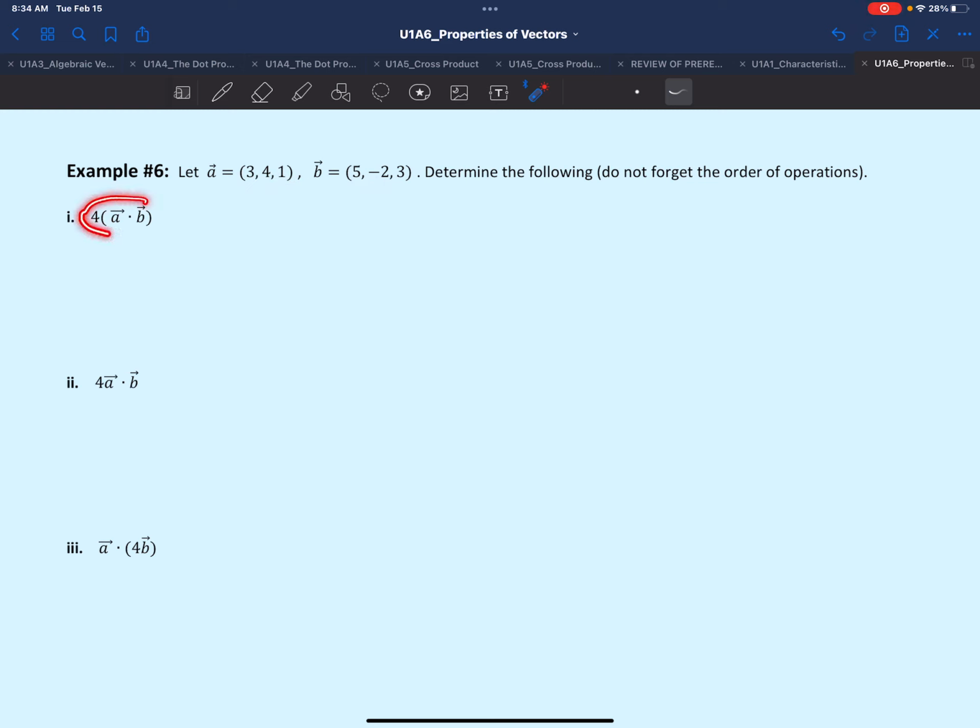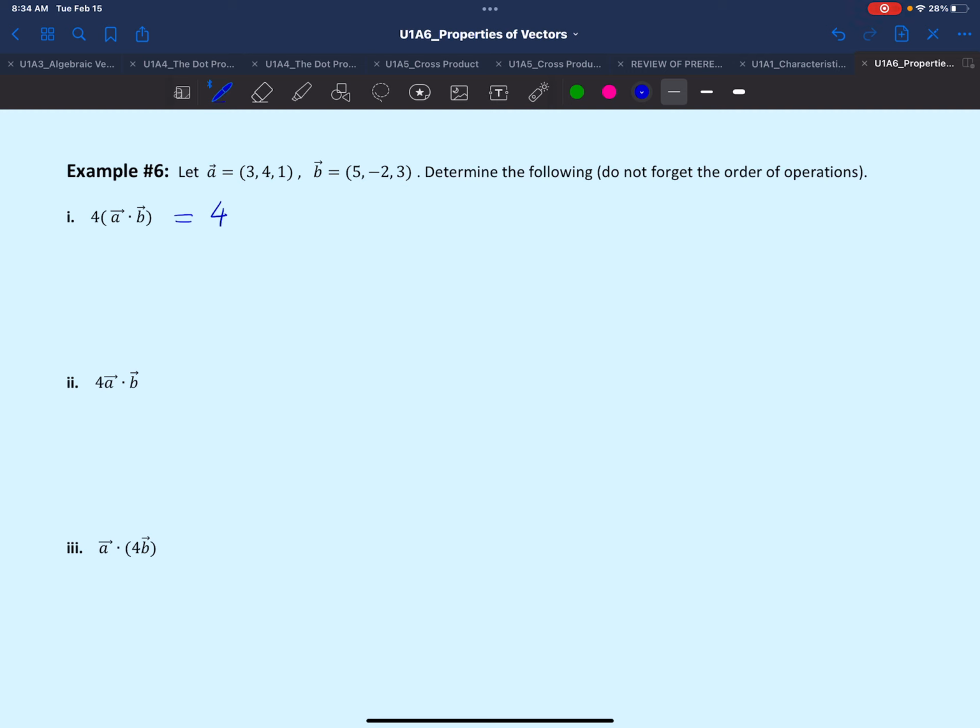So 4 multiplied by A dot B, for A dot B, and then A dot 4B. As you can see, we have the same terms multiplied but in different orders. So we want to think at this point, would you get the same answer? With this in mind, we're going to get to work and we'll find first for A dot B.